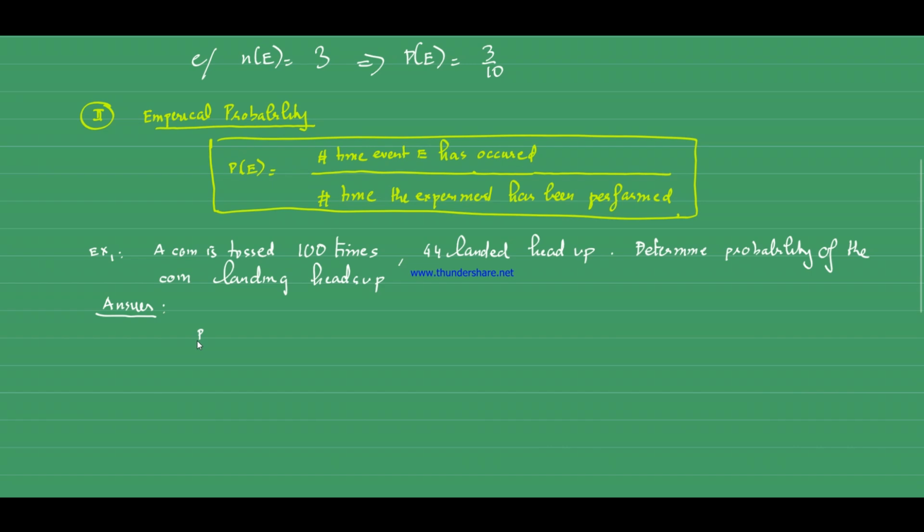So the probability in this case will be the number of times the event occurs, 44, over 100 times, which is the number of times the experiment is performed. So you end up with 44 over 100, which is 0.44, or 44% if you want to convert it to a percentage. And you see that it is again less than or equal to 1. It's never greater than 1.